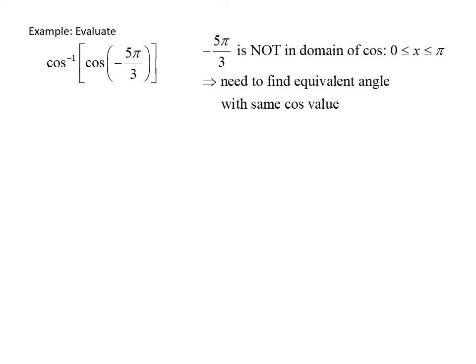So we need to find an equivalent angle that has the same cosine value. Now negative 5 pi over 3 is too small. It's less than 0. So let's start by finding a coterminal angle.